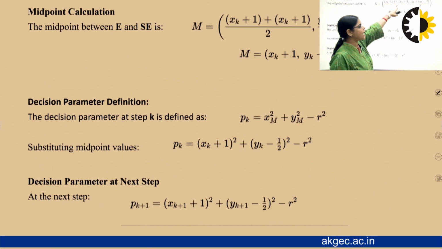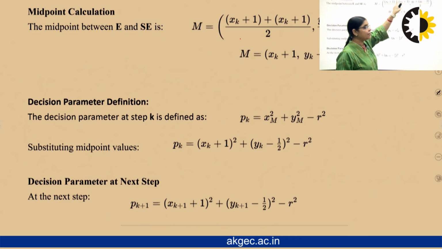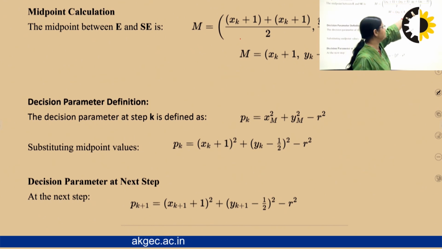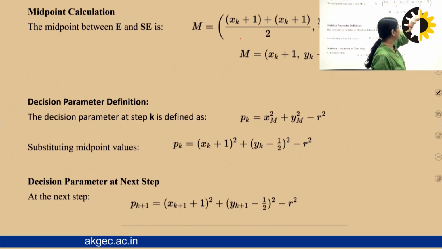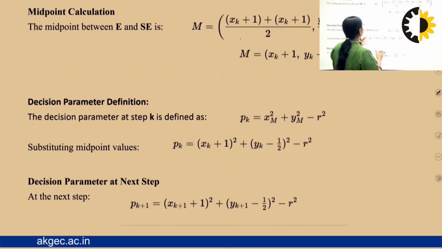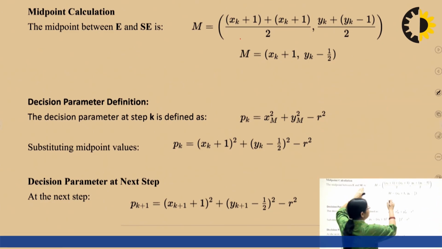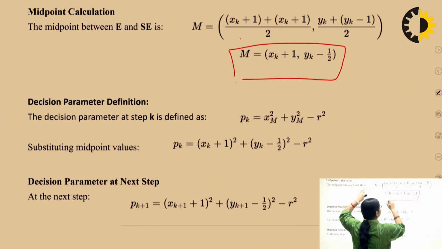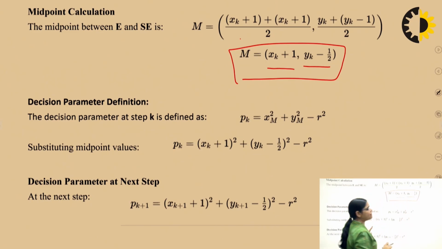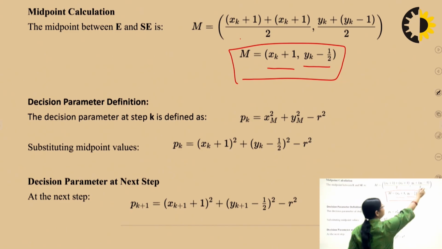So what I am doing is: east and southeast x, (xk+1 plus xk+1) divided by 2, and east and southeast y divided by 2. So we are finding the midpoint between the east and the southeast pixel. This is your final part, right? M is equal to (xk+1, (yk plus yk-1)/2, i.e. yk minus 1/2). When you solve this, you find this midpoint.